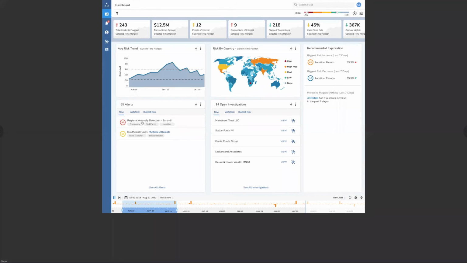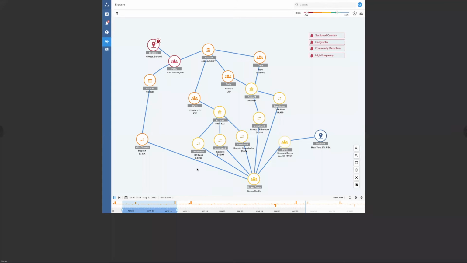But I'm going to go ahead and click in here and see what my alert trigger actually found. And you'll see some familiar names. So we've got that same party that we were looking at before here, as well as the broker dealer that it was connected to. But there's a different risk profile. You can see, first of all, a lot more information because we cast that net a little wider.